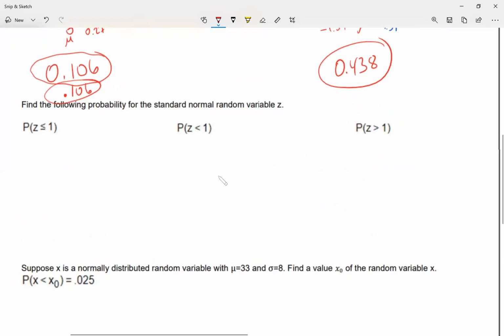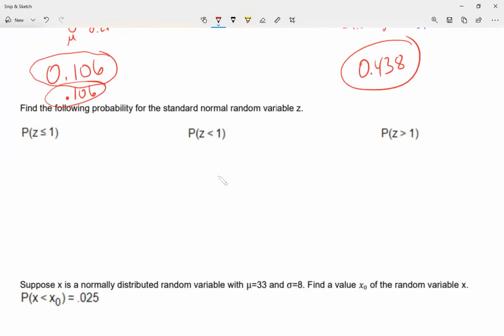Let's take a look at here. Find the following probability for the standard normal random variable z. What's the probability that z is less than or equal to 1? So that's my bell shape. Here's my mu in the center. z is equal to positive 1, so that means I move 1 standard deviation to the right. I know if I go to my chart, it's going to give me this value.